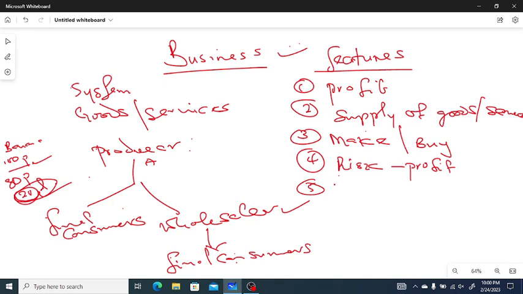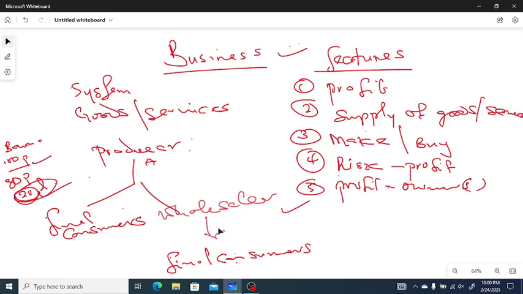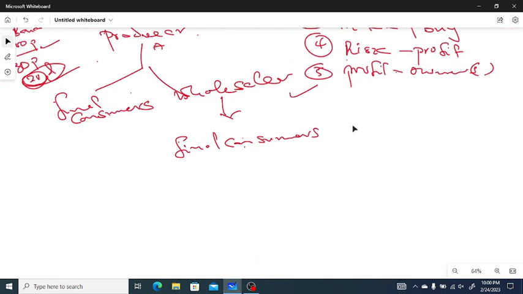Number five, the profit generated in this business belongs to the owners of the business. It can be owner or owners. It depends on the type of business you are into. So the profit or risk now belongs to the owner of that business. That is that.